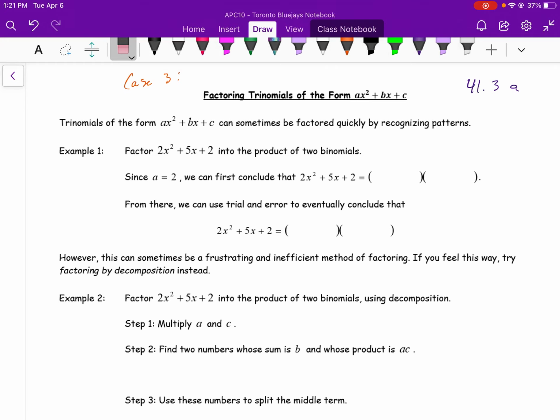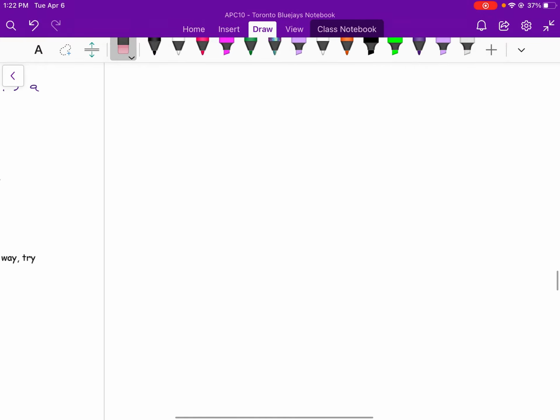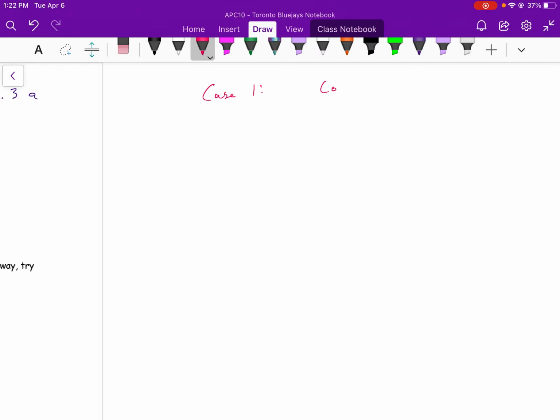This sort of factoring method does help. So I'm just going to move over to the side here, and I'm just going to say, what did we learn in case 1? It was factoring out common factors. So, for instance, if we had 3x plus 3, we could take a look. Oh, we have a common factor of 3, so we factor out 3 from both terms.